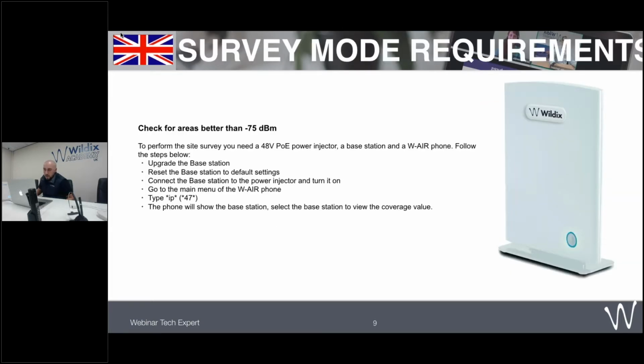Okay, so survey mode requirements. You're basically looking for areas, fulfilling a complete area that you want with roaming, to be better than -75 dBm. To perform a site survey, what you want is a 48 volt PoE power injector or a PoE switch, a Wildix WR phone, and a base station, one of these base stations, a WR base.